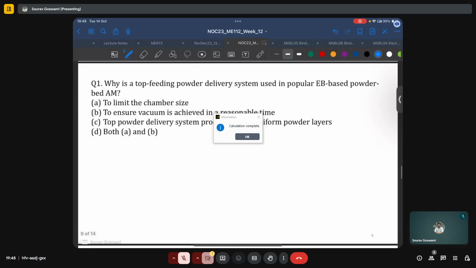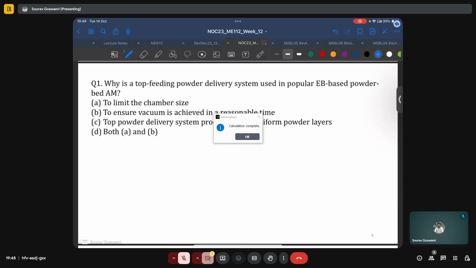So, with this extra knowledge, now let us look into a few example problems which will be useful for solving the assignments for this week. Question 1 is asking us, why is a top feeding powder delivery system used in popular EB based powder bed AM?